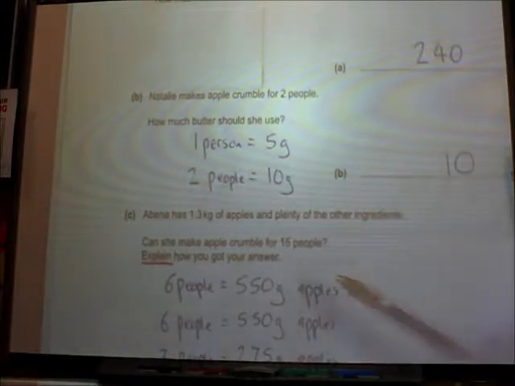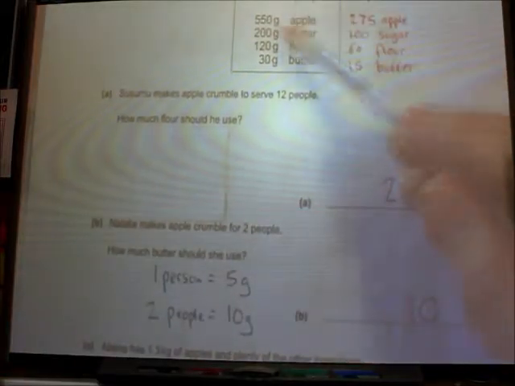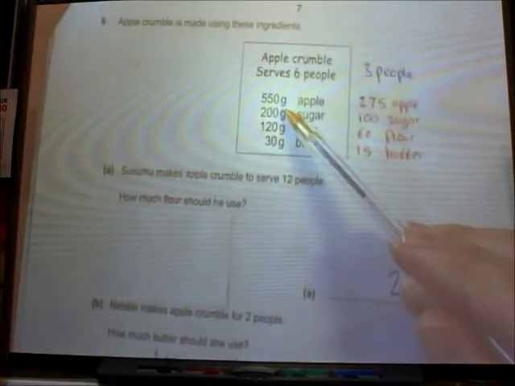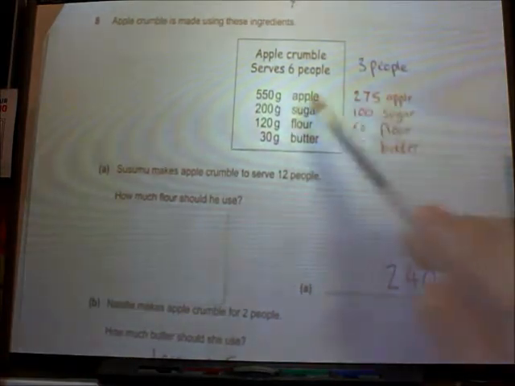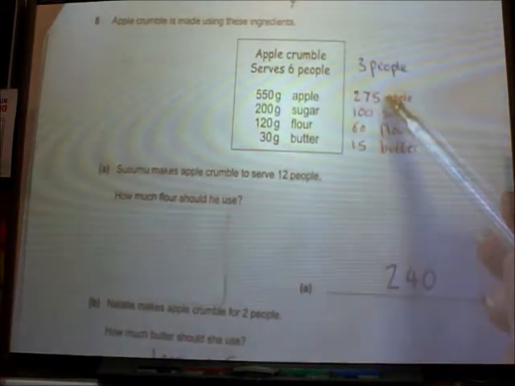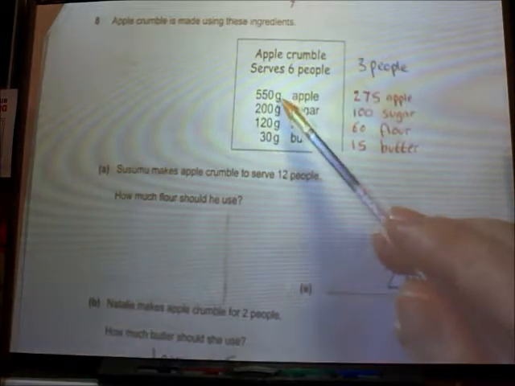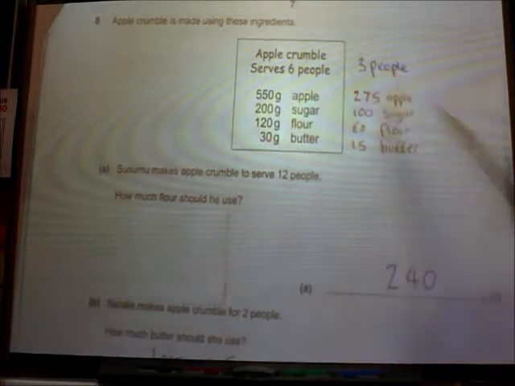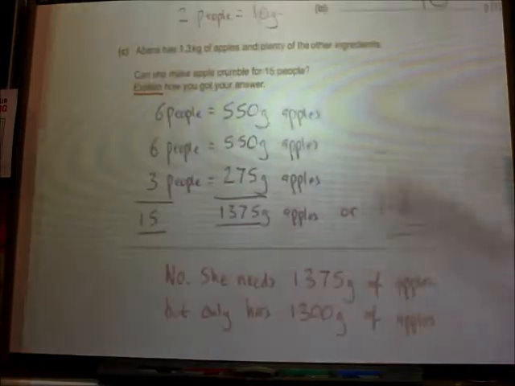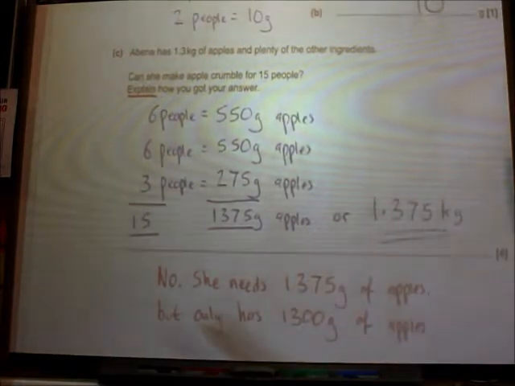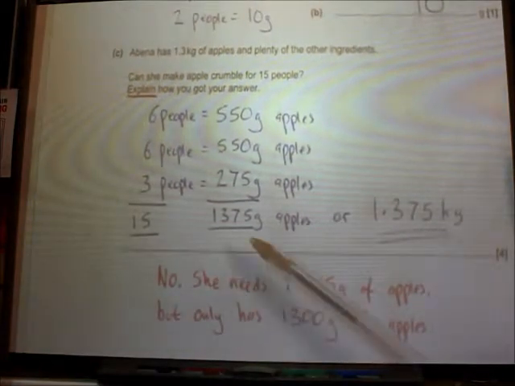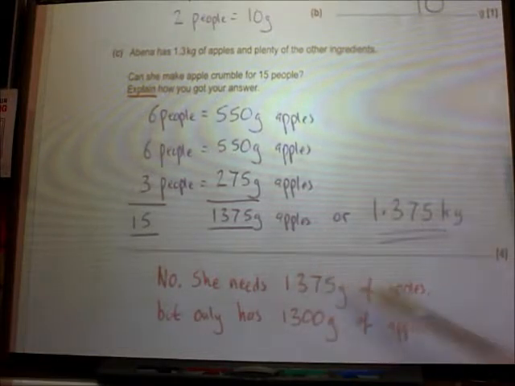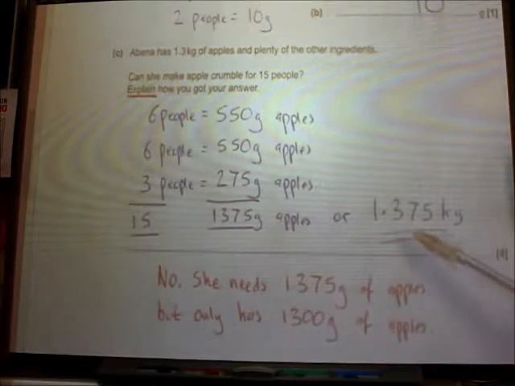Right, so let's have a look. First of all, we need to work out how many apples we need. So up here for 6 people, you need 550 grams. So what I've done is worked out enough for 3 people, because I've halved it there, look. So to get 15, you want this 6 person, add this 6 person, add this 3 person, because 6 add 6 add 3 gives you 15, and that's exactly what I've done down here. I hope those workings make sense. So 15 people, you need 1,375 grams of apples, or 1.375 kilograms.